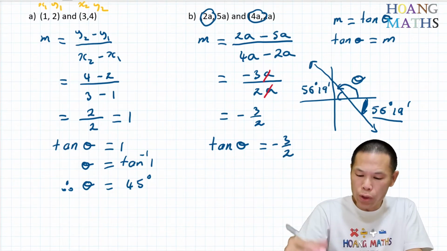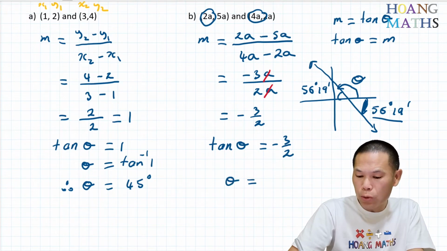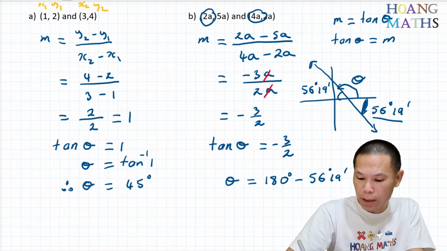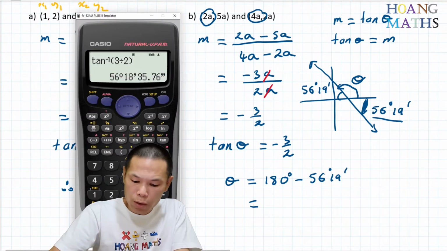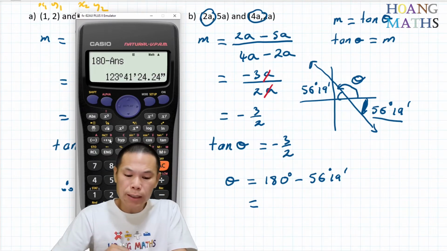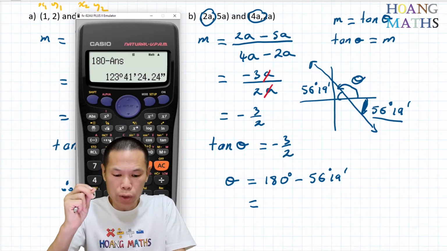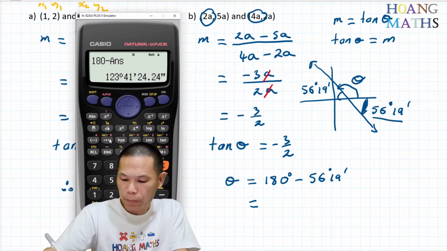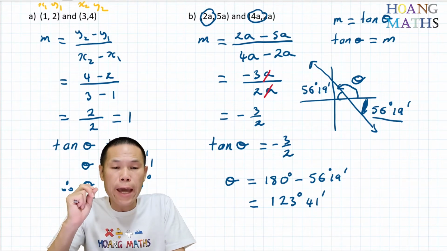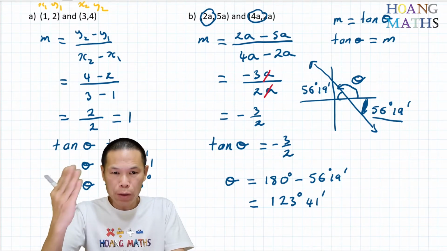Now to work out angle theta, theta is equal to 180 minus the acute angle, or the reference angle if you like. So 56 degrees and 19 minutes. I just go 180 minus the answer. Press the DMS button. There you go, 123 degrees and 41 minutes. So there you go. This is the angle of inclination. Please keep that in mind.